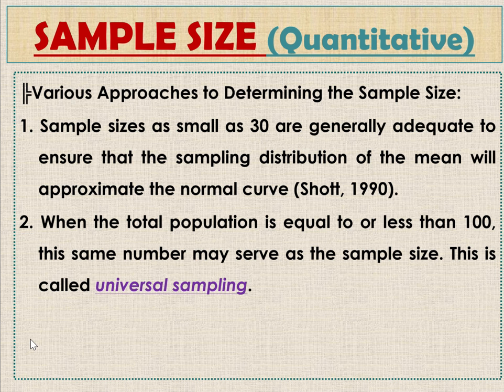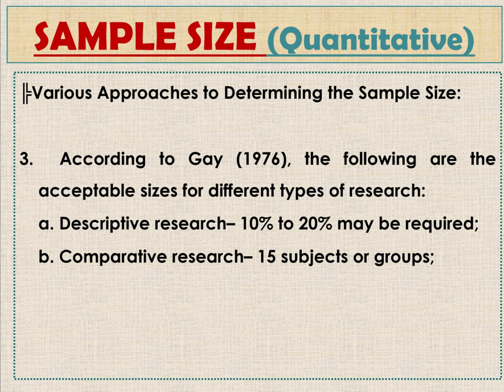Second, when the total population is equal to or less than 100, this same number may serve as a sample size, and this is called universal sampling. According to Gay 1976, the following are the acceptable sizes for different types of research. For descriptive research, 10 to 20% may be required. For comparative research, 15 subjects or groups naman.